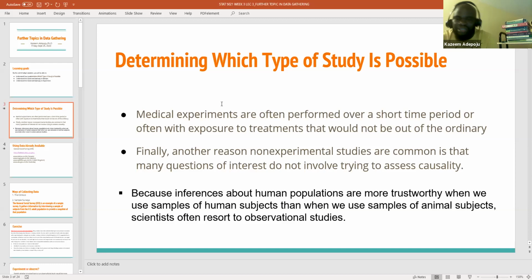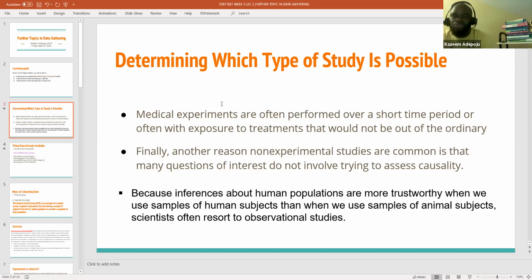And that is the reason why at times researchers resort to using rats, using animals that have, probably, the way their body functions. I'm talking about physiology. Okay, they have a physiological activity or trait that is very close to that of human beings. And that is the reason why I said inferences about human population are more trustworthy when we use samples from human subjects than when we use samples from animal subjects.